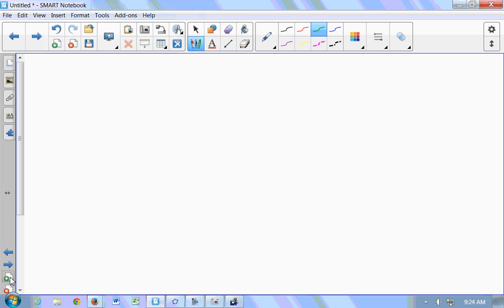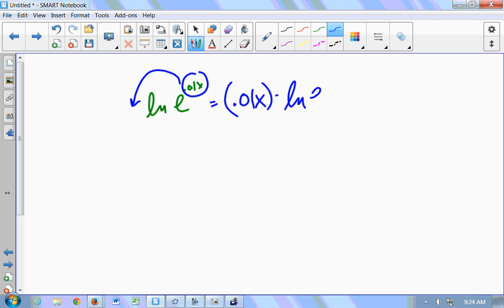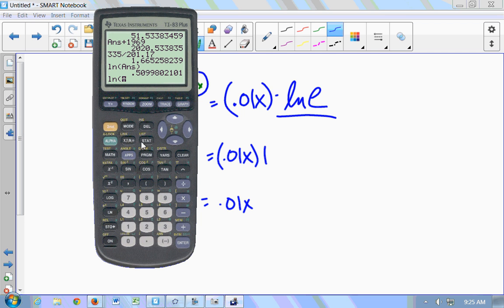You can also think of it using properties of logarithms. We have this property that when you take the ln of something to a power, you can take the exponent and put it down in front. So this is 0.01x times the ln of e. What's the ln of e? Close. 1. Yeah. So this is 0.01x times 1, which is 0.01x. And if you forget what the ln of e is, you've got a calculator, right? Just hit ln of e, 1.